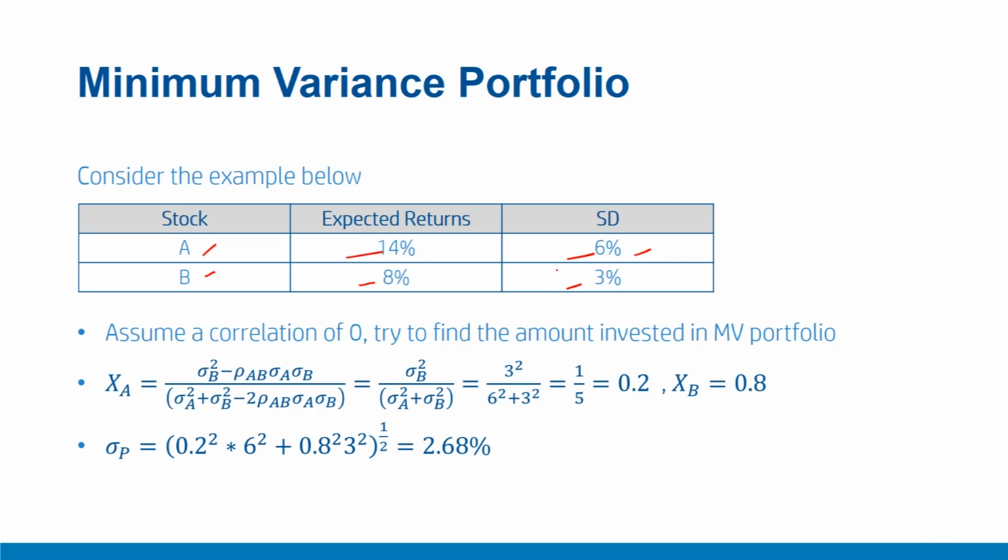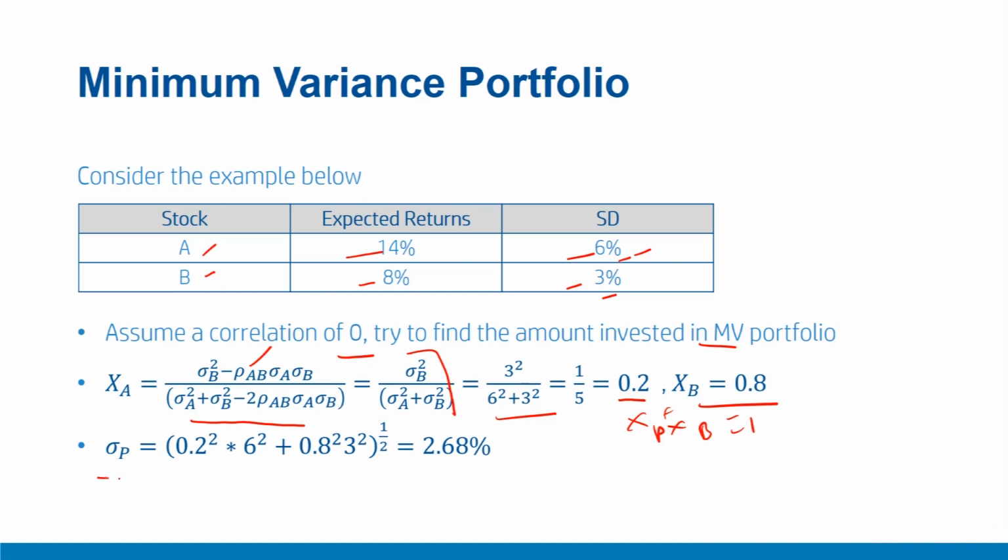Now, if we assume that the correlation between these two stocks is 0 and we want to find the minimum variance portfolio for this particular correlation, we need to solve for this expression. Putting rho AB equal to 0, we are left with this term, and given that the risk for B is 3% and for A is 6%, we get XA equal to 0.2. Since we already know that XA plus XB equals 1, we get XB equal to 0.8.